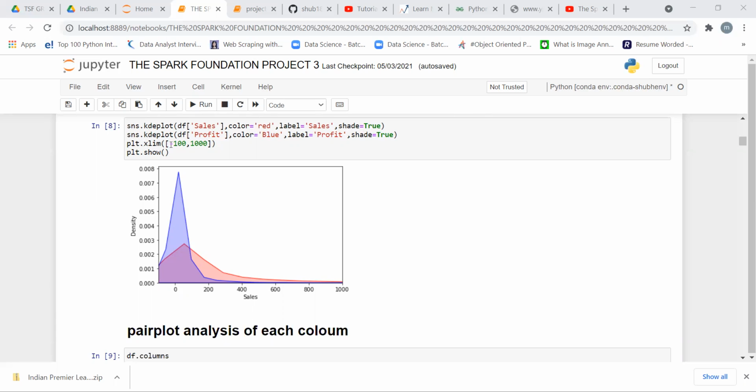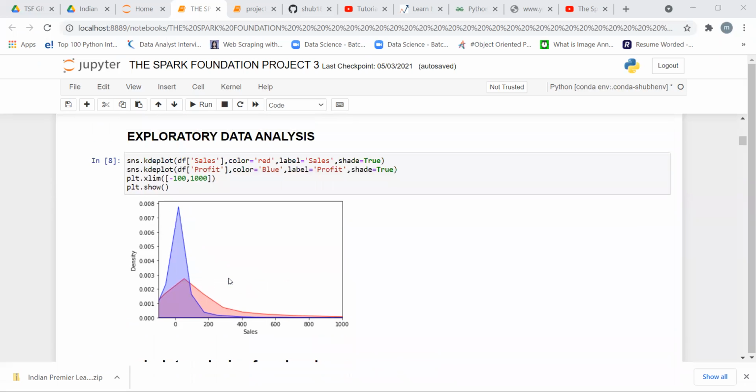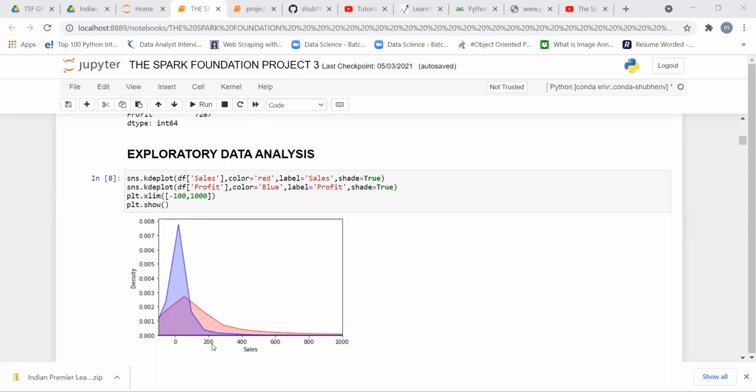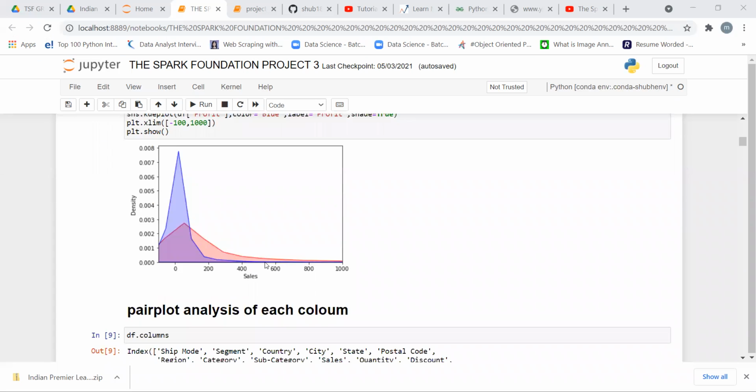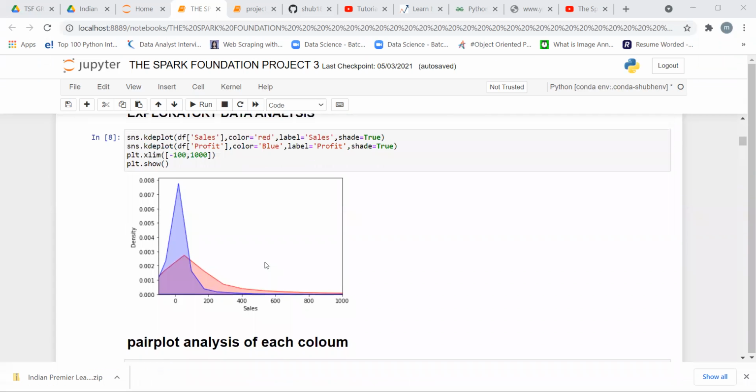For xlim, we use minus 100 to 1000, so the axis starts at minus 100 and goes up to 1000. It is shown in the figure, and then we plot the graph of sales and profit.